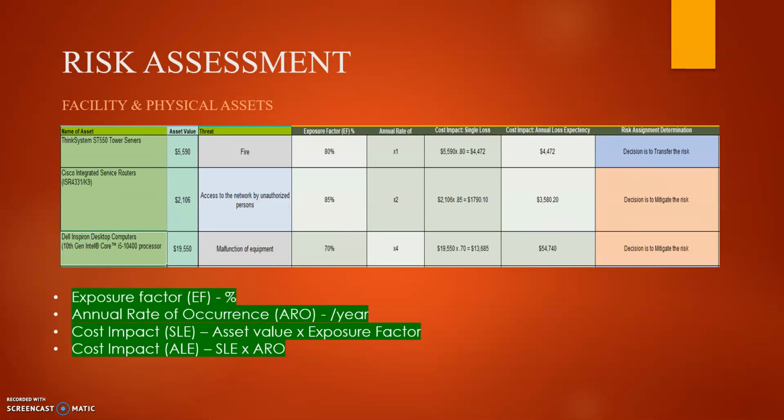Moving towards the facility and physical assets, the tower servers have an exposure factor of 80% for the threat of fire. The service routers have an exposure factor of 85% for the threat of being accessed by unauthorized persons inside or outside the company. For the Dell Inspiron desktop computers, the exposure factor is 70% for the threat of malfunction of equipment. And the cost impact calculations are shown as well, with an annual loss expectancy of $54,740 for this particular asset being identified.